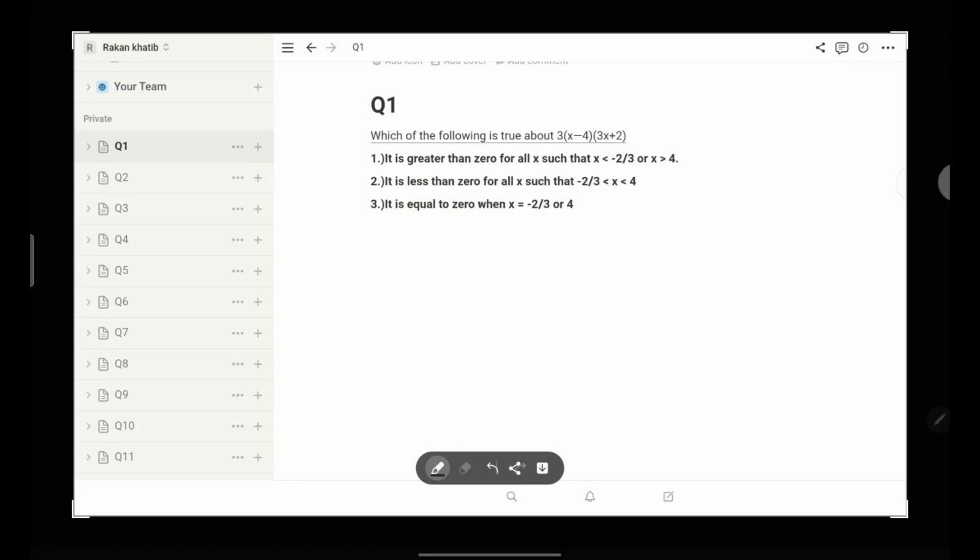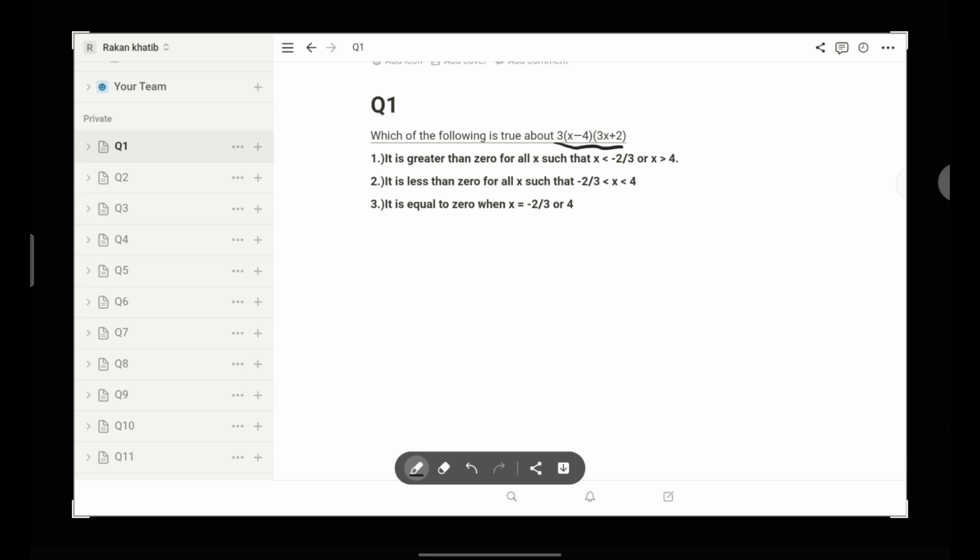Okay, so here we have a few options and we try to see which ones are correct. Now, here it's just the answers, so they're all correct, but for the sake of it, let's act like we don't know if the answers are correct. So, this equation is greater than 0 for all x such that x is smaller than -2/3 or greater than 4.